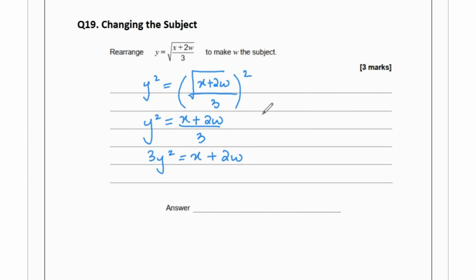They want w to be the subject. So let's take x to the other side. It becomes 3y squared minus x equals 2w. And the last step is going to be 3y squared minus x, divided by 2. So that's your equation where w is the subject.